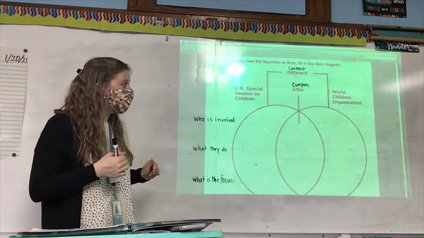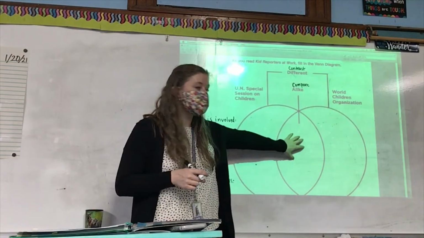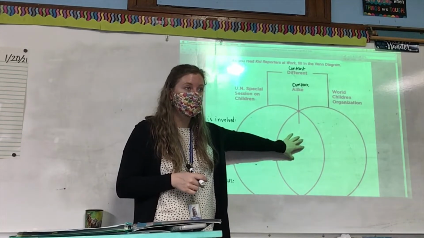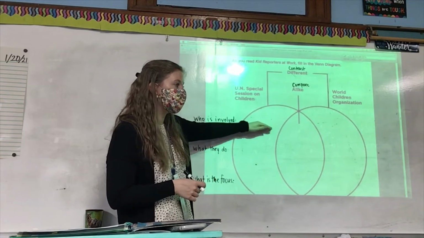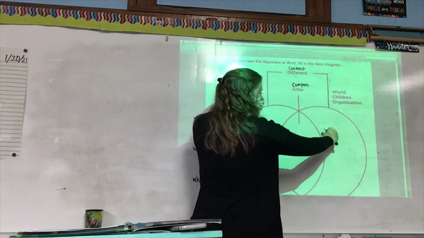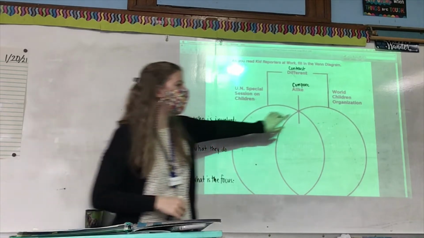Remember, whenever we compare and contrast two different things using a Venn diagram, whatever's in the middle is how they're alike. Whenever we say how they're different, we have to say, okay, this one does this, but this one does this. So we have to say how they're different.